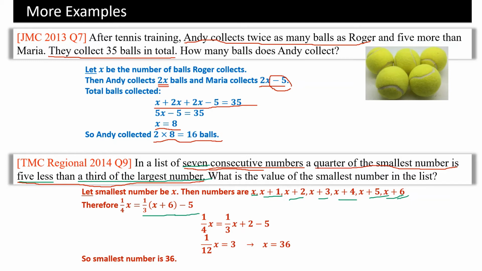So a quarter X is equal to a third X plus 2 minus 5. It's important to note that here, where we have a third bracket X plus 6, we need to apply our distributive law. So a third times X is a third X, and a third times 6 is plus 2. And then what we do is solve for X, just like we did before. So we get all the X's on one side and all the numbers on the other side. So this should therefore round down to X being equal to 36. So the smallest number is 36.